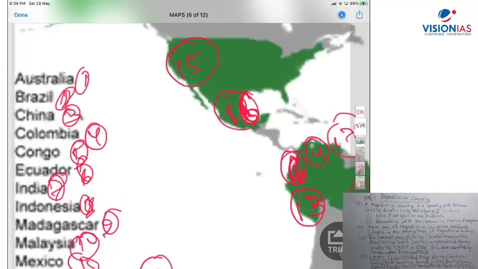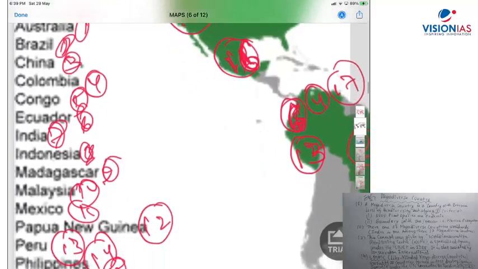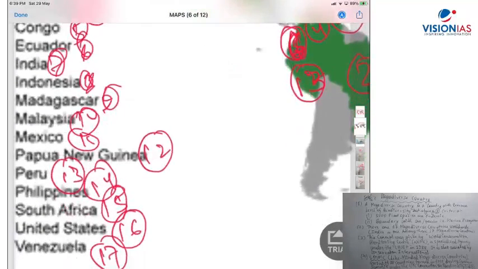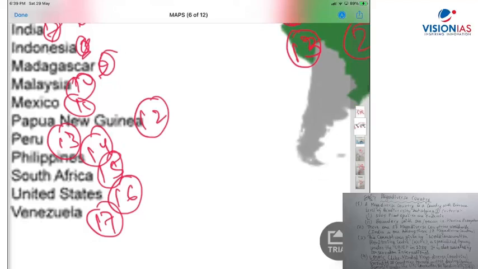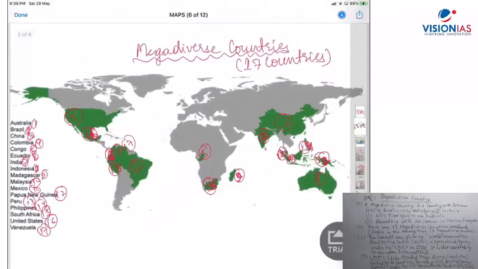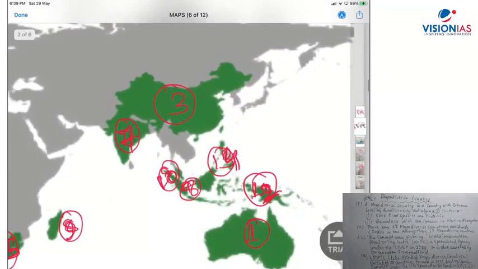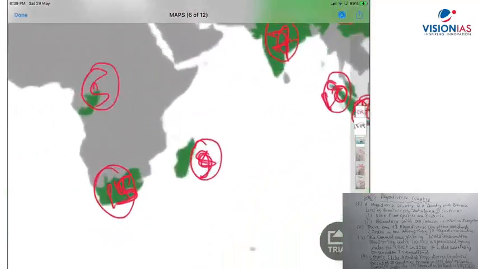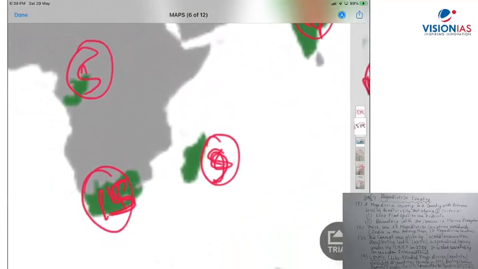Brazil, China, Colombia, Congo, Ecuador, India, Indonesia, Madagascar, Malaysia, Mexico, Papua New Guinea, Peru, Philippines, South Africa, United States, Venezuela. This makes the 17 countries. In Southeast Asia, you can see here, Australia is also there, India also comes, China also there, Philippines, Indonesia, right, Papua New Guinea comes here, above Australia. Then in Africa, Madagascar, this island is there, South Africa.